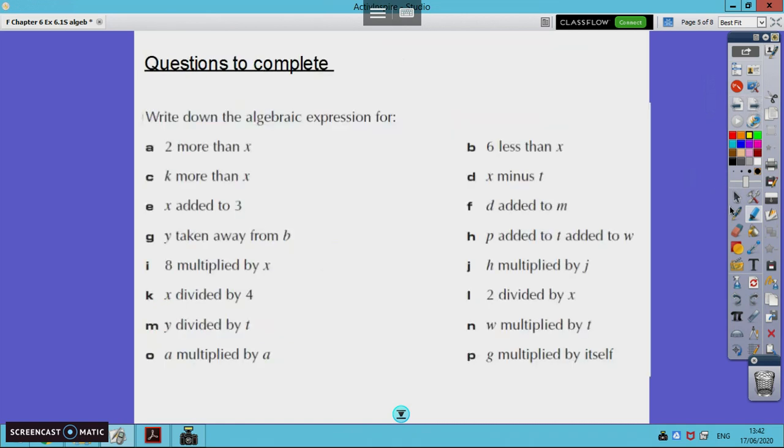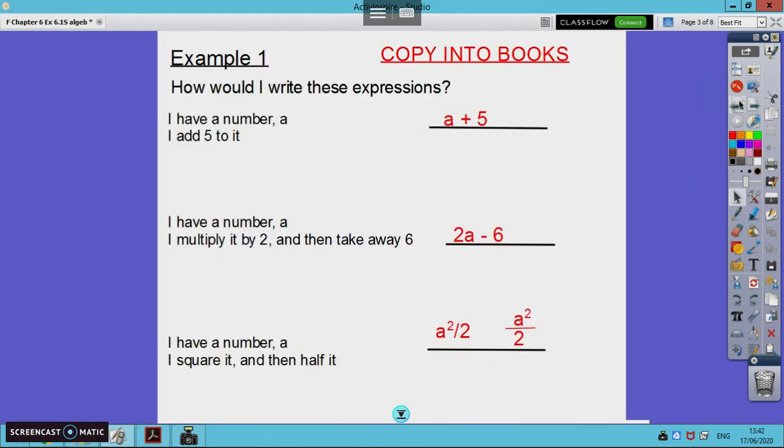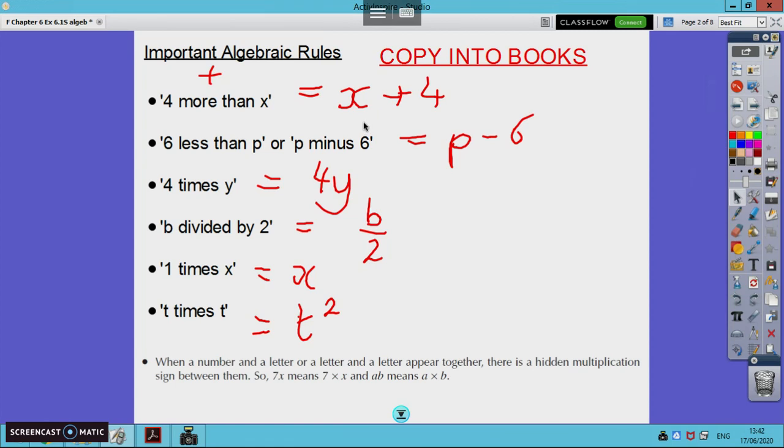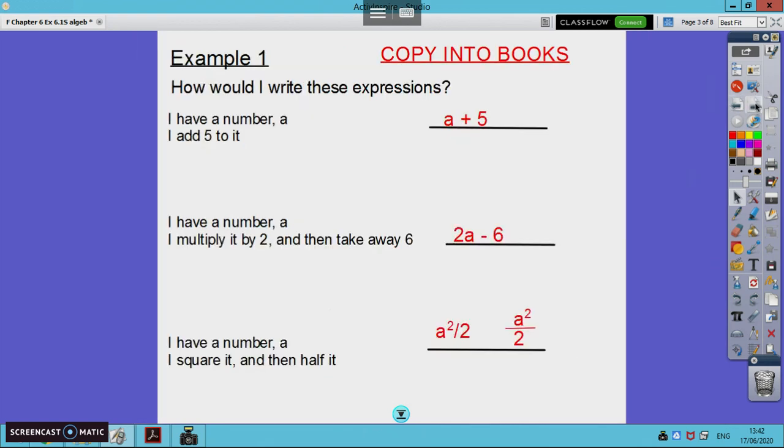Okay, here are the questions that I'd like you to do. So write down the algebraic expression for 2 more than x, 6 less than x, k more than x. So you're writing algebraic expressions like this and like this. So 4 more than x was x plus 4. 6 less than p was p minus 6. So that's what you're doing for your lesson today.